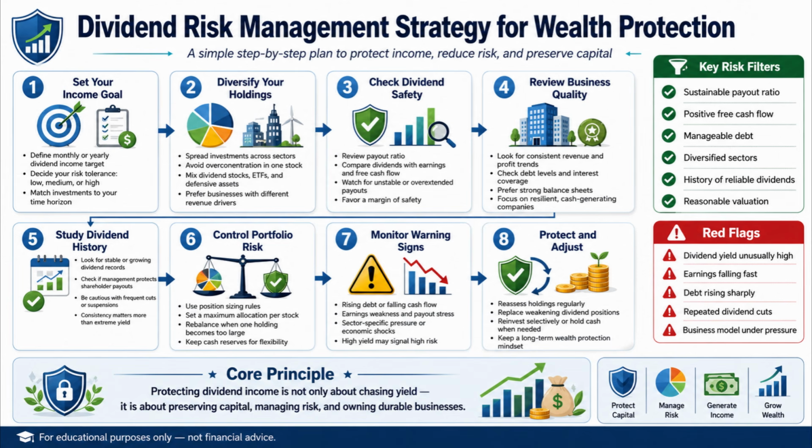First, set your income goal clearly. Decide how much dividend income you want monthly or yearly, and then match that goal with your risk tolerance. For example, a conservative investor may prefer stable companies, whereas a higher-risk investor may accept more volatility for higher income potential.